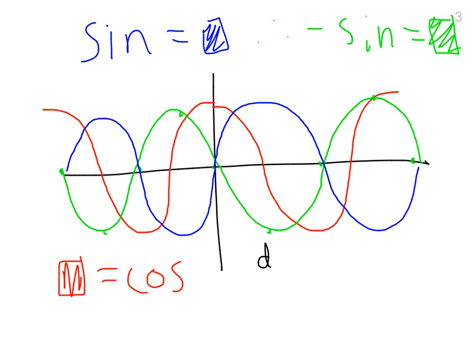So, d dx of cosine is equal to negative sine. I might have said sine earlier, but it's negative sine of x. So there should be x's in all those.